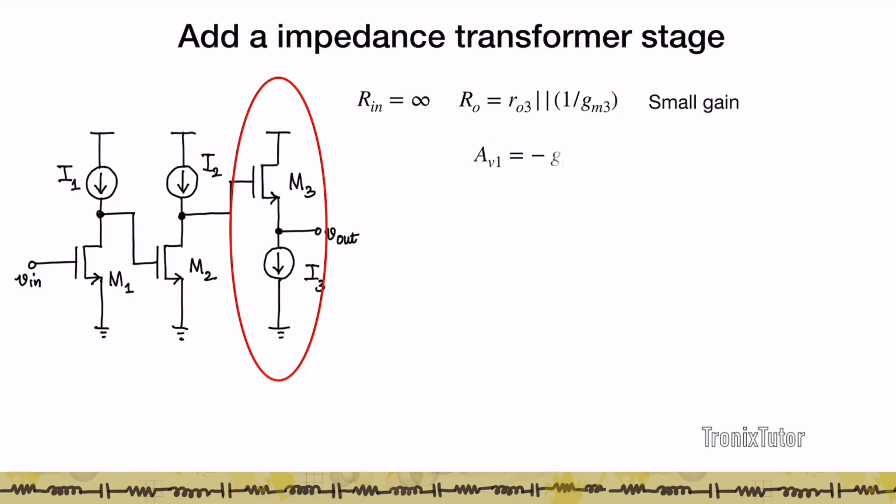Right? So what I would do in this case therefore is if I look at AV1, first stage is given by minus GM1 RO1. Here again I'm assuming these current sources to be ideal.